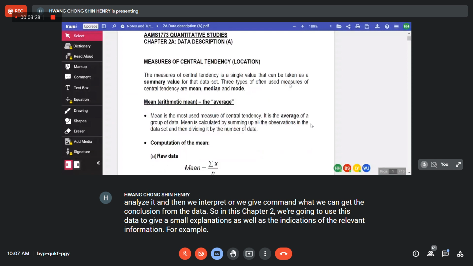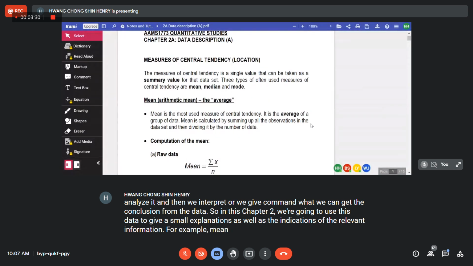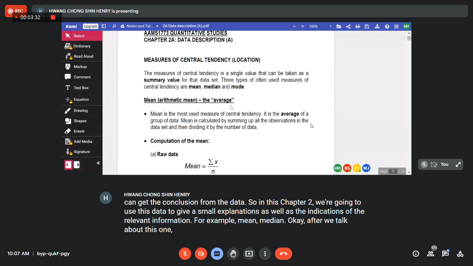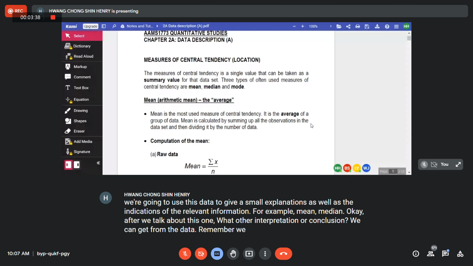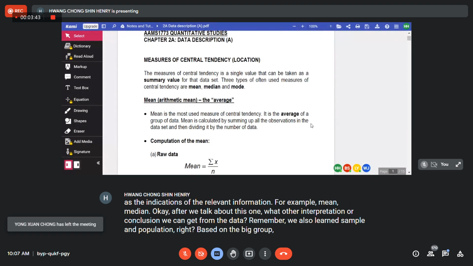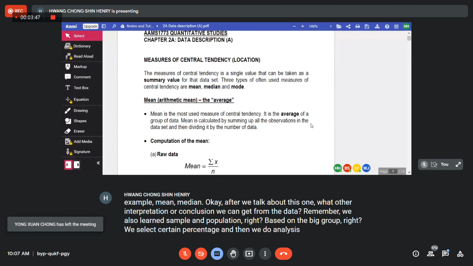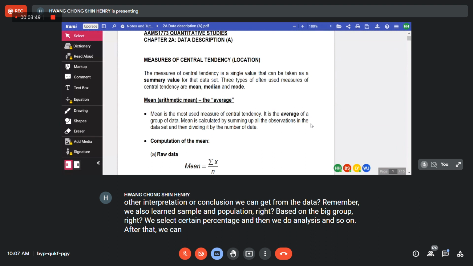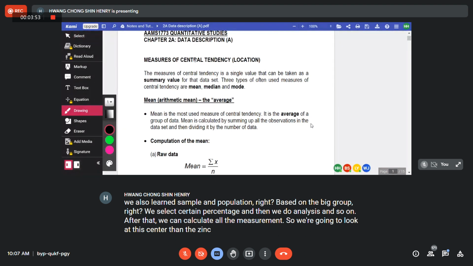For example, mean and median. After we calculate all this, what interpretation or conclusion can we get from the data? Remember, we also learned sample and population. Based on the big group, we select a certain percentage and then we do analysis. After that, we can calculate all the measurements. So we are going to look at central tendency for the first part. After that, we calculate the mean, median, and mode.